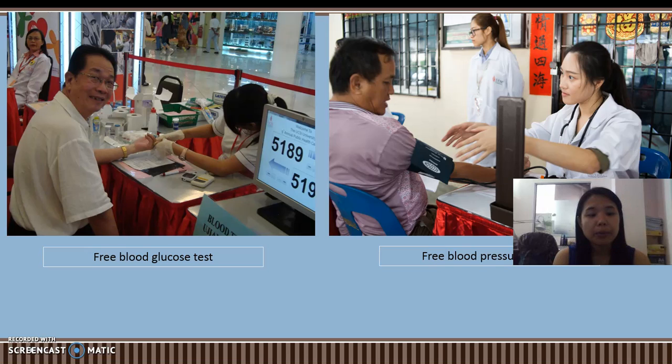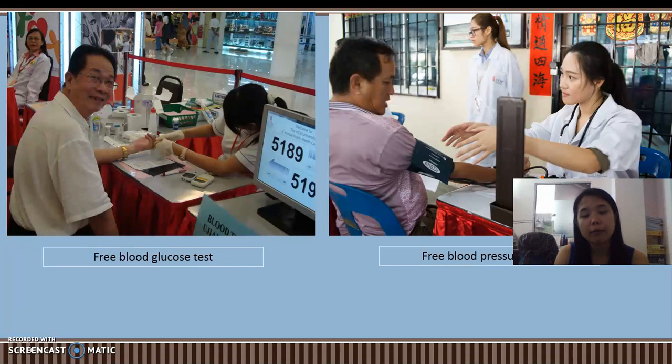So these are among the examples of pictures that we have from the public health campaign in the past. The one on my left is the free blood glucose test. We perform the blood glucose test using a blood glucose meter, where our students get a blood sample from the public and perform the instant blood glucose test, in order to tell the public whether they are at risk of getting diabetes. Of course, one of the requirements to perform this free blood glucose test is that the patient must be fasting for at least 4 hours.